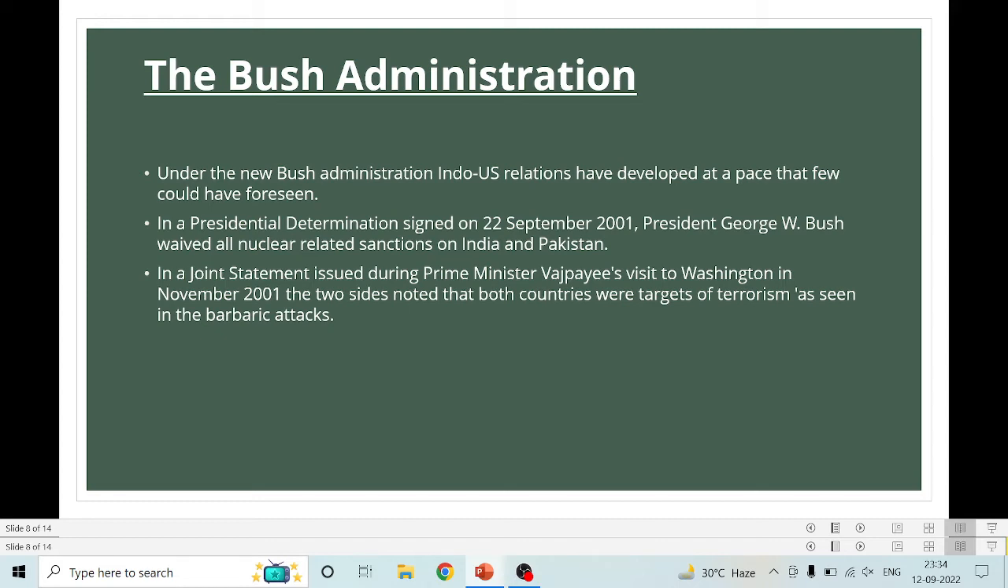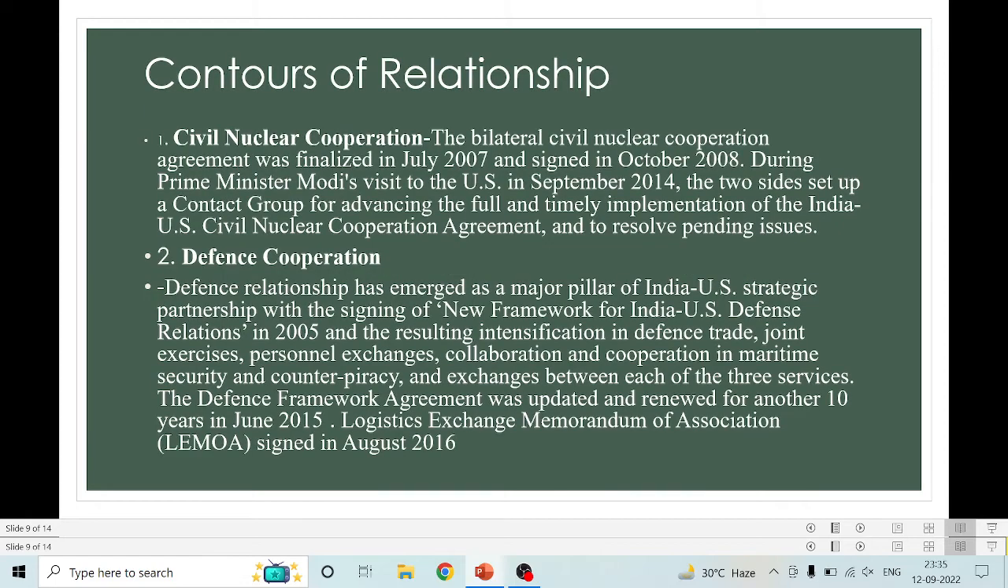So a joint statement was also given in November 2001, where both countries said that they both are targets of terrorism, and they said that it was a barbaric attack, because there was also an attack on the Legislative Assembly of Kashmir, which was criticized by the American president as well.